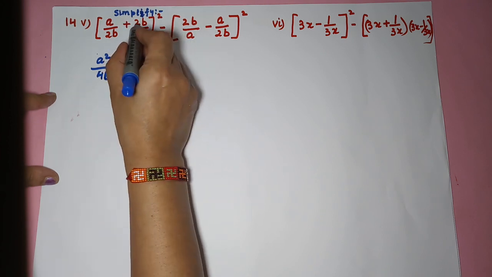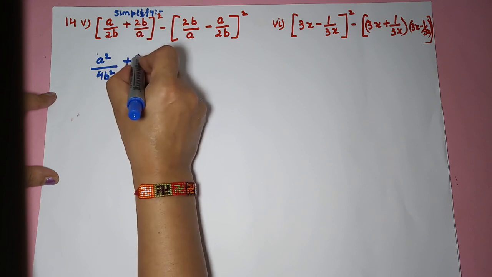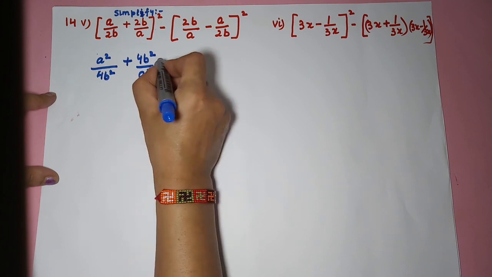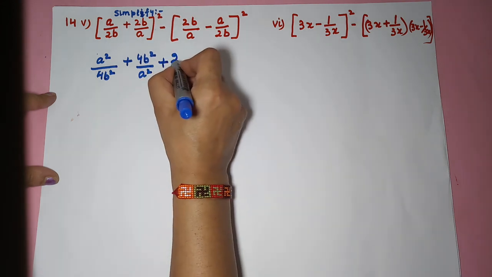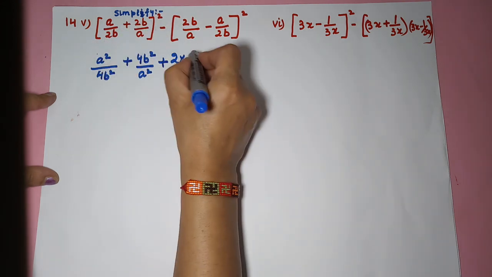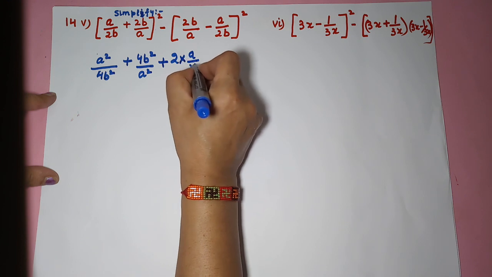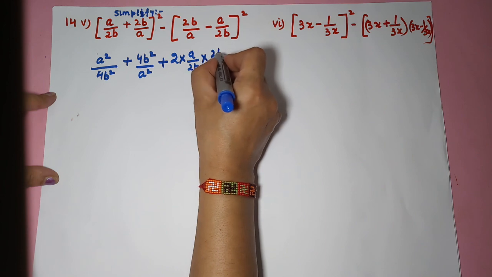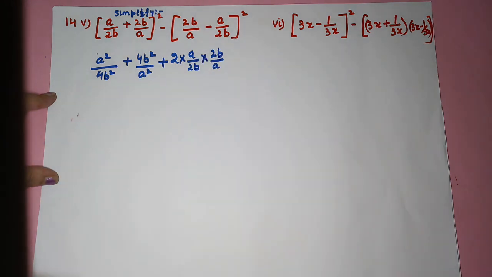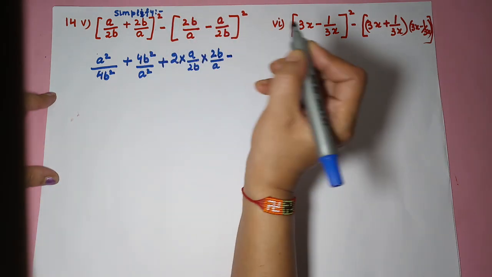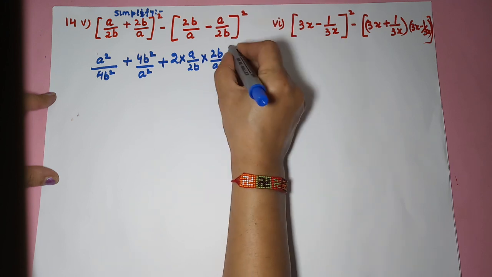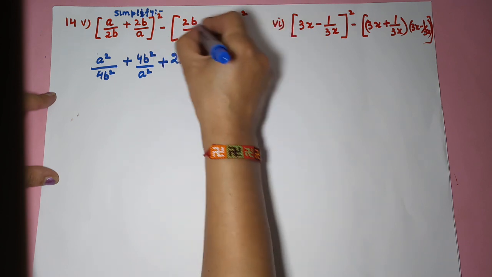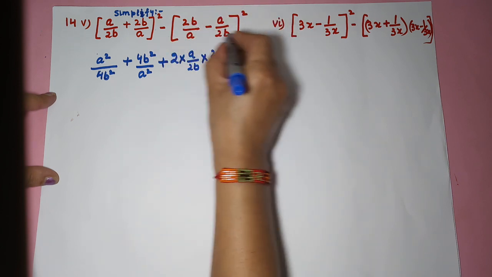plus b square, that means square of this is 4b square upon a square, and then plus 2ab. 2 into a, we have a upon 2b, into b. b is 2b upon a, right? And then we have minus, let's keep a bracket here because we have negative sign over here, so we need to multiply this negative sign after we simplify this.